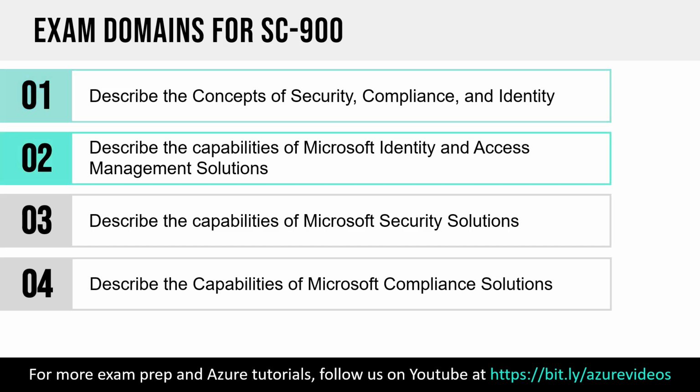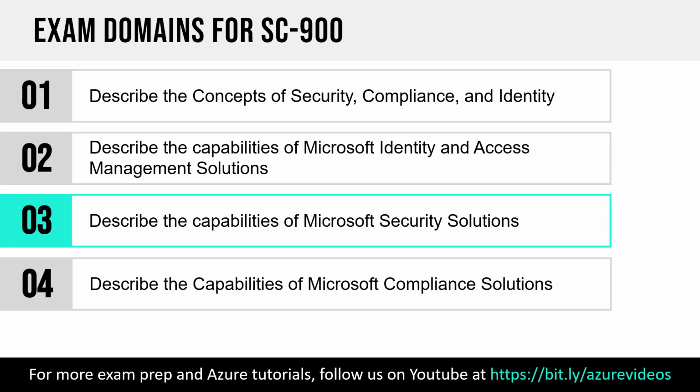Moving into objective domain 2, we'll touch on the capabilities of Microsoft Identity and Access Management Solutions. So we'll be digging into Azure Active Directory, as you might guess. We'll talk about identity models, identity types, identity attacks, multi-factor authentication, and Windows Hello, just to name a few.